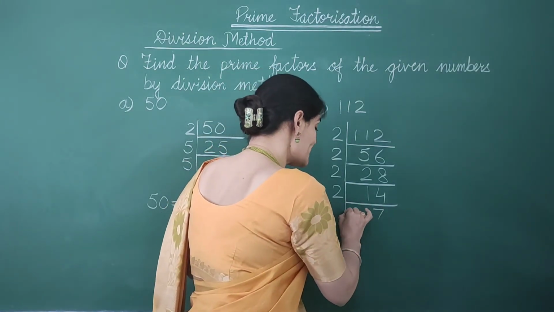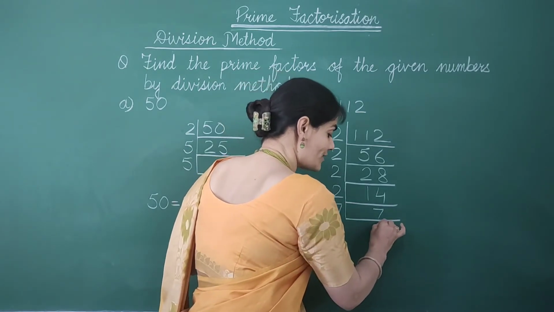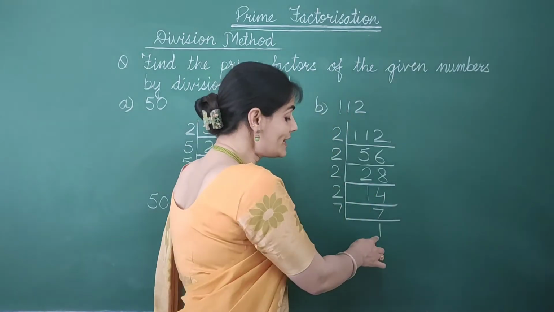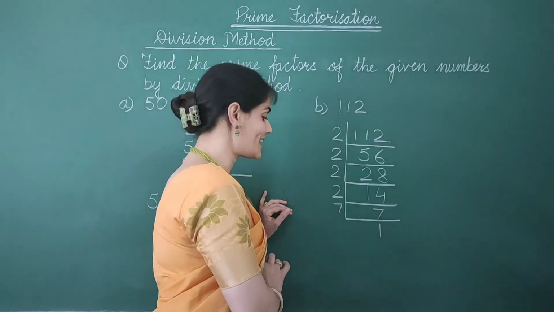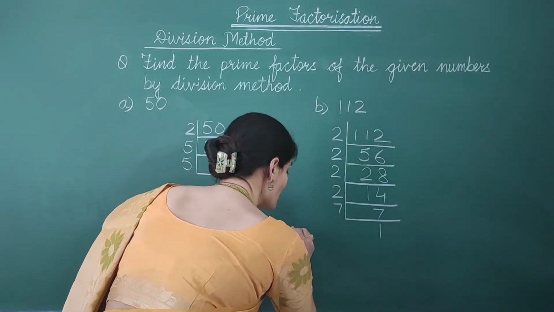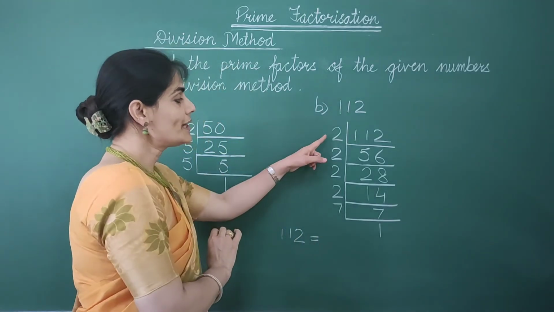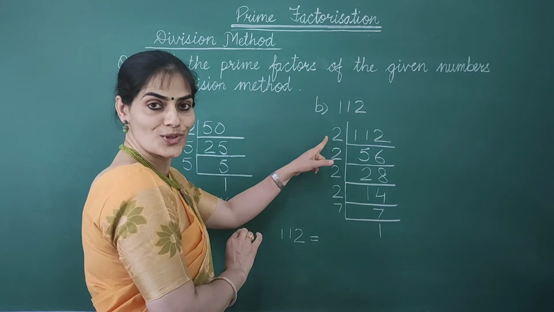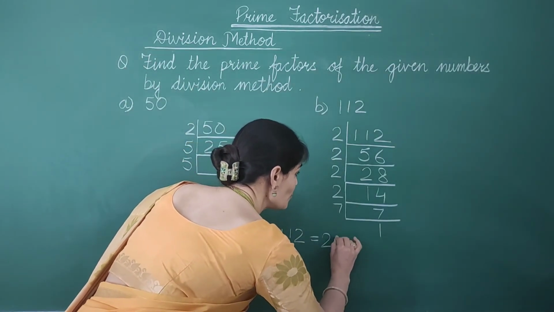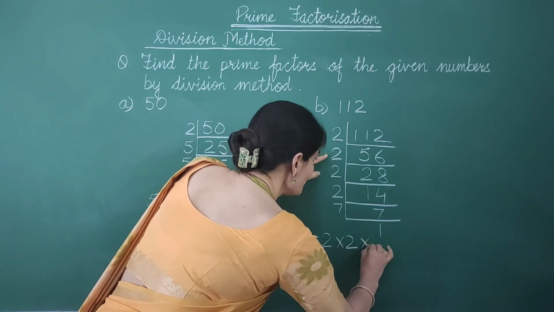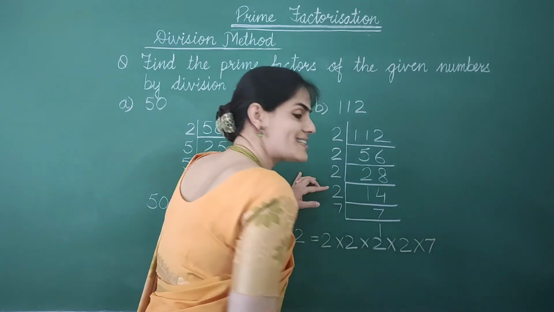Now I divide 7 by 7. 7 divided by 7 gives us 1. We are left with 1 now, so we should stop dividing it. So prime factorization of 112 is equal to, let's express it as the product of its prime factors. So I write here 2 into 2 into 2 into 2 into 7.